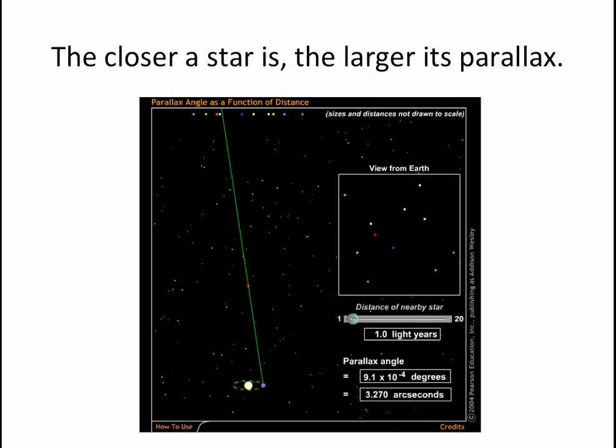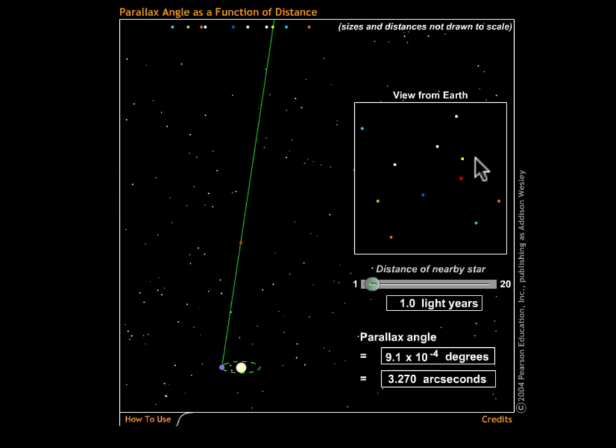The closer a star is, the bigger the parallax. This is similar to your finger jumping back and forth. As we've already said, the closer a star is, the larger its parallax is. So I have a little demonstration that I will use to show this. Let me pull it up.